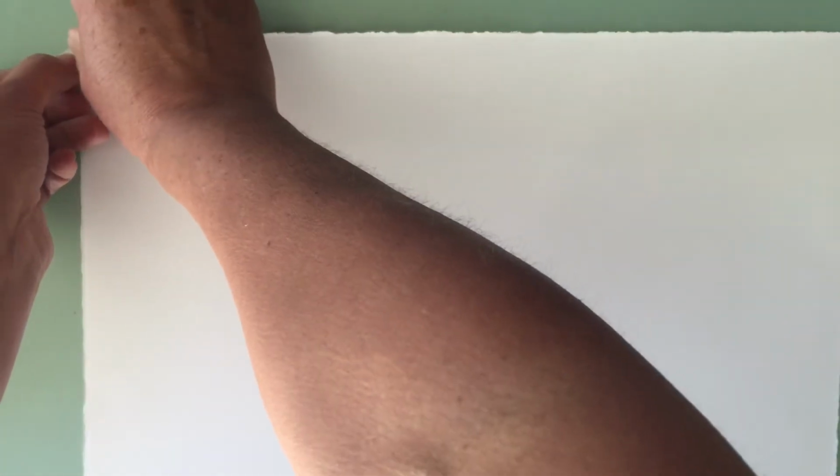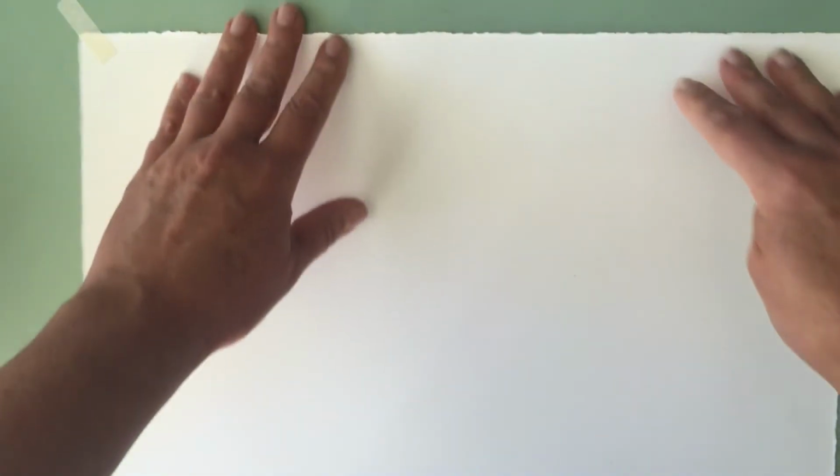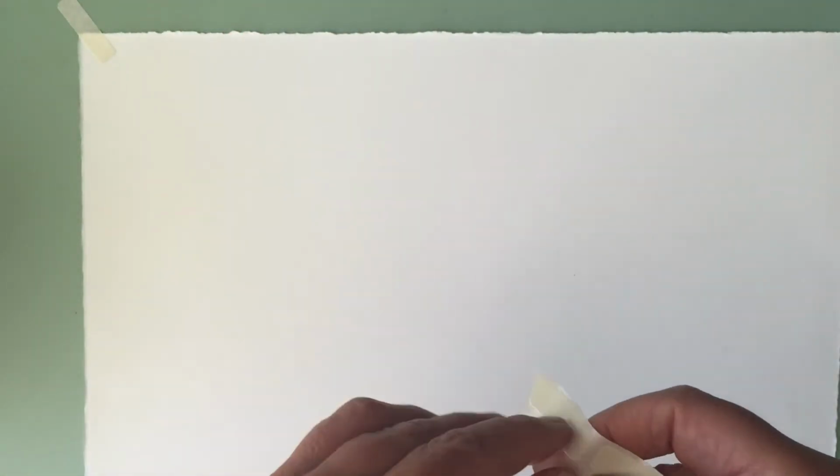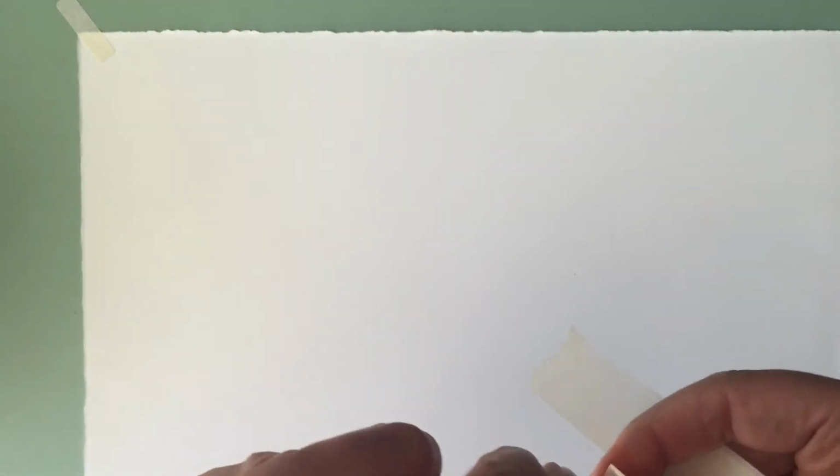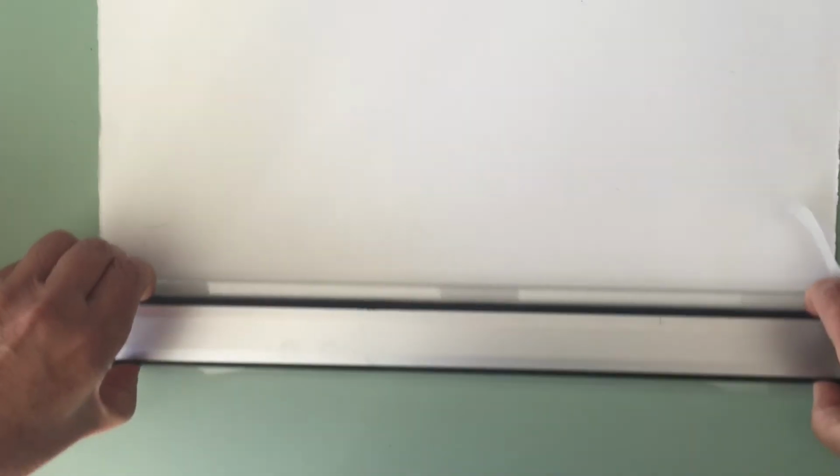So never do this. Never just sort of tack it down like this. Always pull it away like so. And I'm making sure that my paper is still square to my parallel rule. And I'm going to tape the other side there. Now tape up the bottom. I can just move my parallel rule up, get it out of the way.